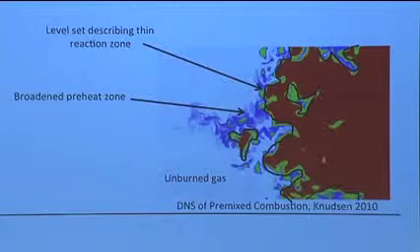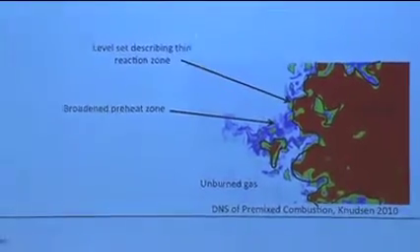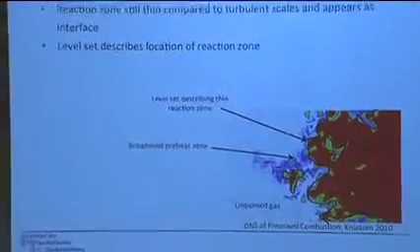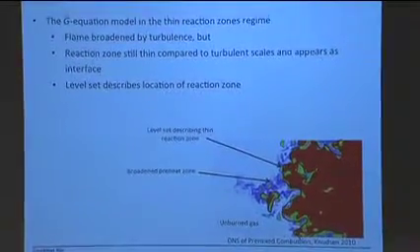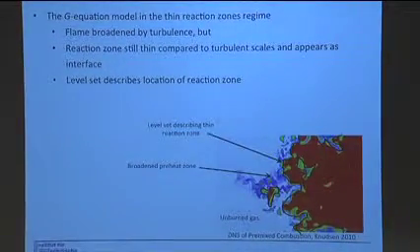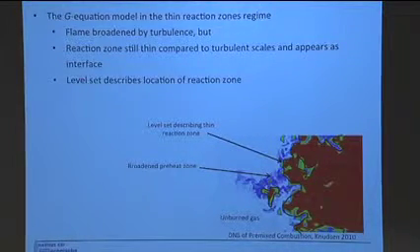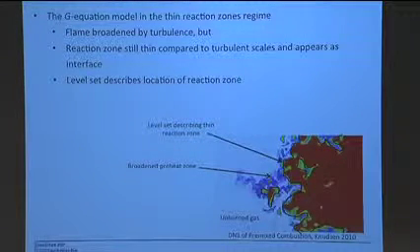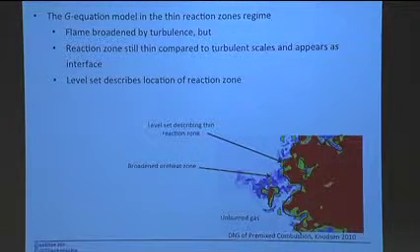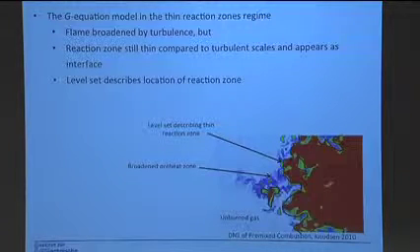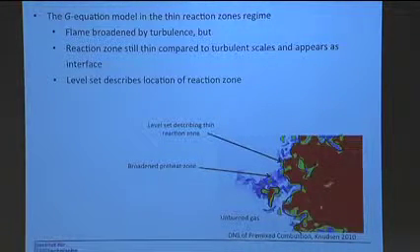But now, if you're in the thin reaction zones regime, it's not all just unburned and burned. You sometimes have a distribution here of a broadened preheat zone. And then the question is, how do you deal with that? And so what we do is this. We solve a progress variable equation in addition to the G equation. Okay? That progress variable equation now needs to be solved as a chemical solution. How do we solve that? We solve it from the solution of the G equation.